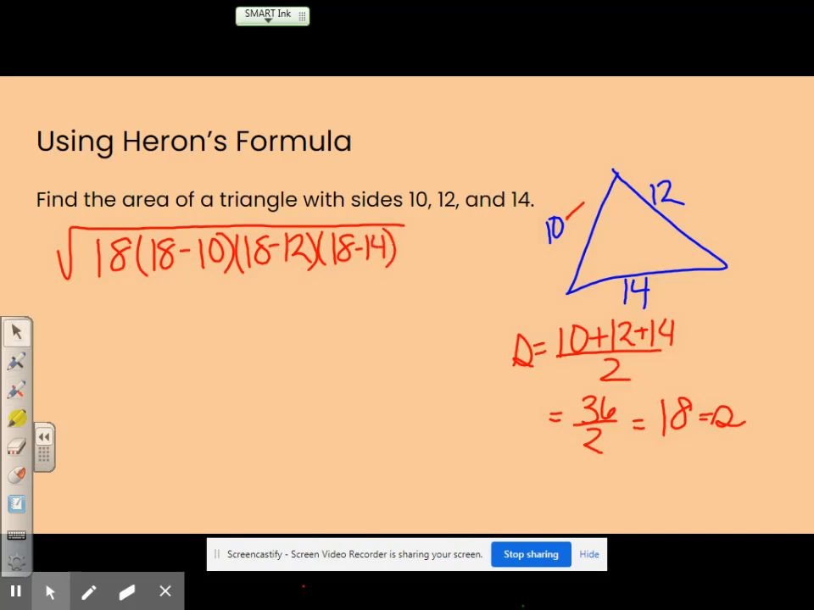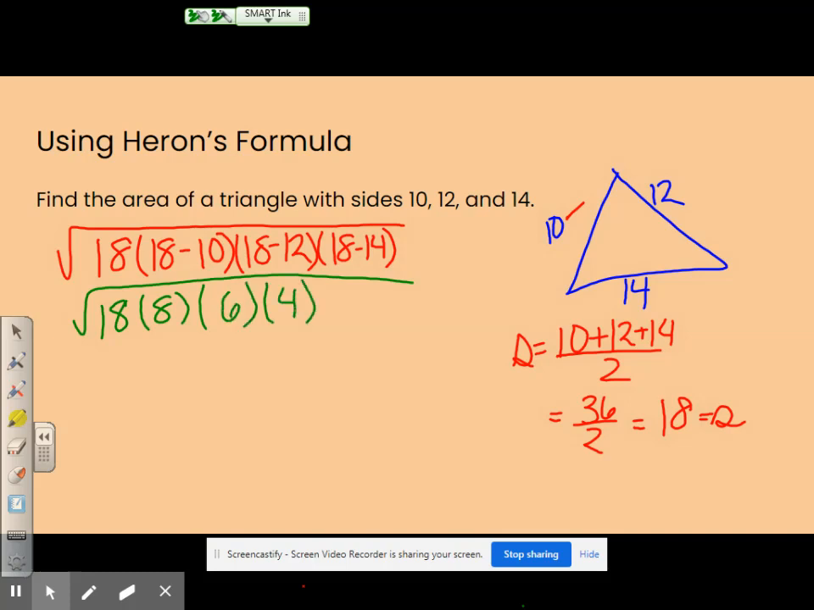All right, let's clean it up. I'm going to keep that 18 where it's at. 18 minus 10, 8. 18 minus 12, 6. 18 minus 14, 4. If I multiply all 4 of those numbers under the radical, I'm going to get 3,456, which is huge, but luckily for us, we're still taking the square root of it.